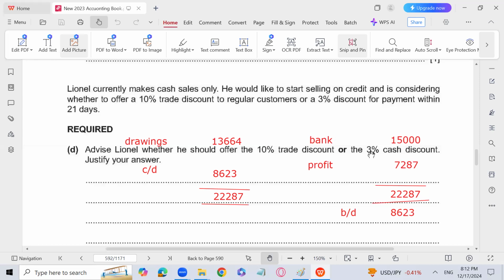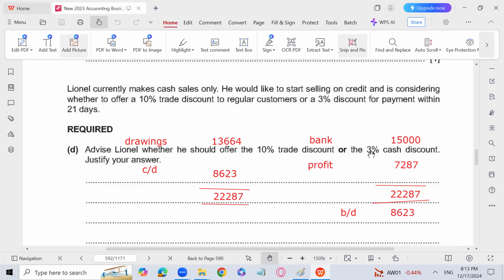Currently, he is selling goods for cash. That's fine. But now he wanted to sell goods on credit. He should definitely go for that. And now he is considering whether to offer a 10% trade discount. Trade discount will not be shown anywhere in the books. It will be subtracted from the total amount basically. Whatever amount you are selling, you will subtract it from the total amount, and that is 10%. Or a 3% for payment within 21 days.